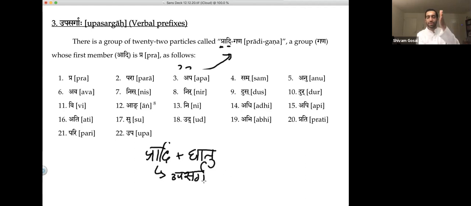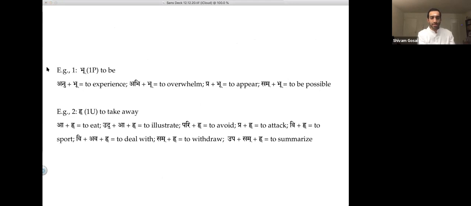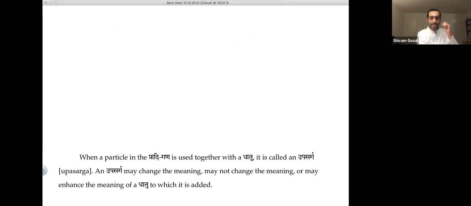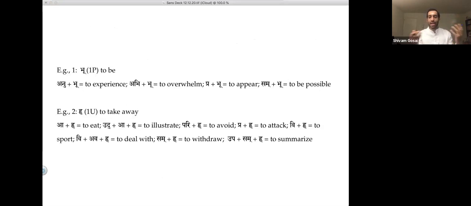Okay, a prefix, pre means before, right? Prefix. It's fixed to the beginning. So prefix, you fix it to the top, to the beginning. And so all of these could be added to any of our dhatus. Okay? So now what happens is when it's added, the meaning of the dhatu may change. The meaning of those two things together might change.